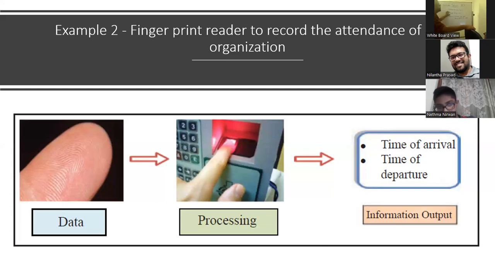So what happens here? Input the fingerprint. Fingerprint scanning. So what is the device that we use here? Fingerprint scanner. Processing is happening normally using some algorithms. You know what algorithms are now. So it is having some fingerprint comparing algorithms, which are a bit sophisticated. And output is, if the fingerprint is matching, then the time is recorded of the employee. Employee arrival time recorded.